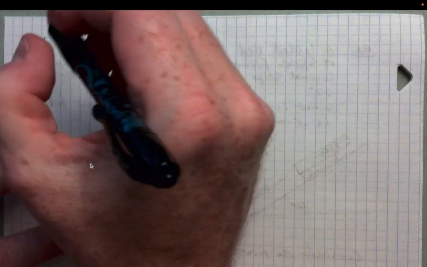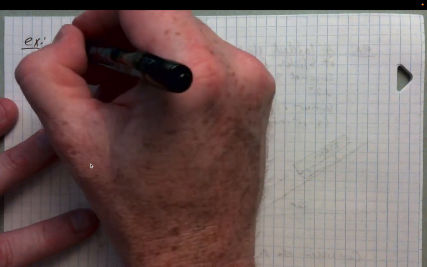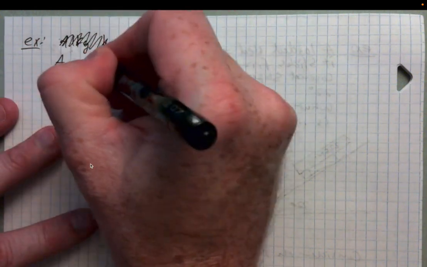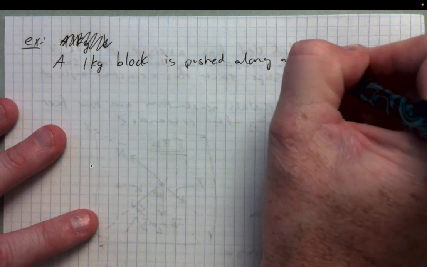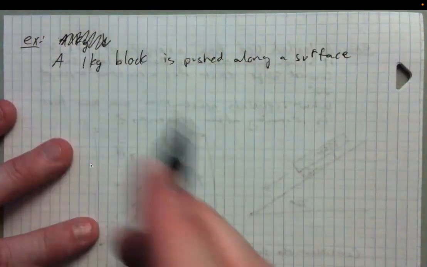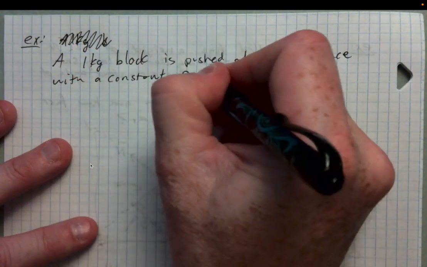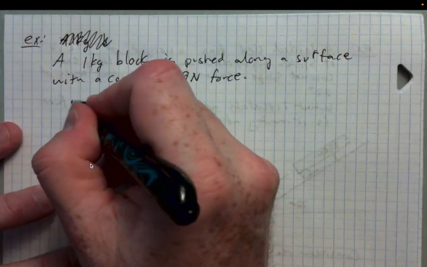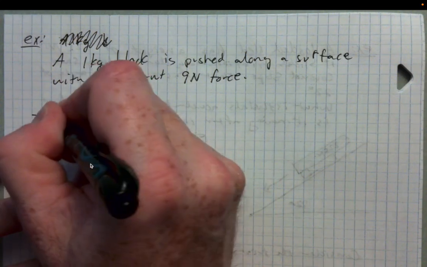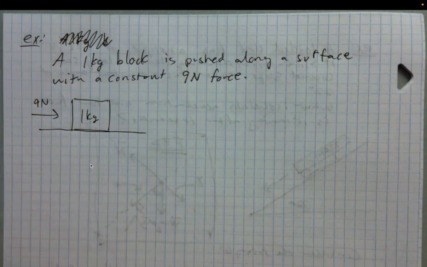So, a 1 kilogram block is pushed along a surface with a constant 9 Newton force. Okay, so you've got some block, you're pushing it across a surface. So it's 1 kilogram, 9 Newton push, along a surface. Pretty straightforward so far.